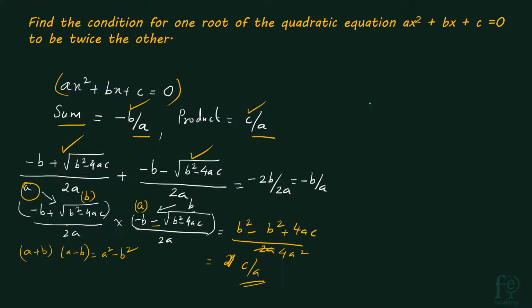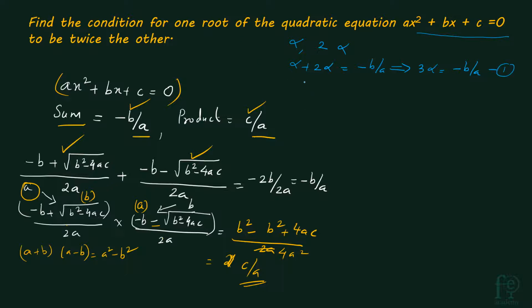So now let's go to our question. We are having the same equation here, ax square plus bx plus c is equal to 0. So let the roots be given as alpha and 2 alpha. It is given that one root is twice the other. So alpha and 2 alpha. So you can say alpha plus 2 alpha, sum of the roots is equal to minus b by a. That implies 3 alpha is equal to minus b by a. So we got one equation.